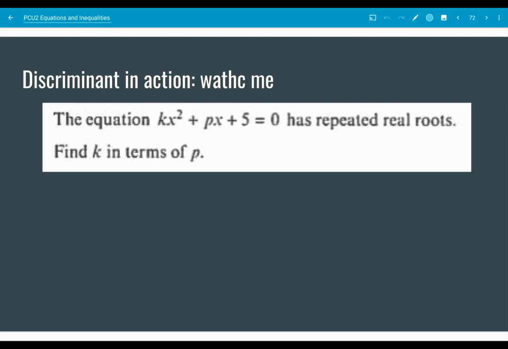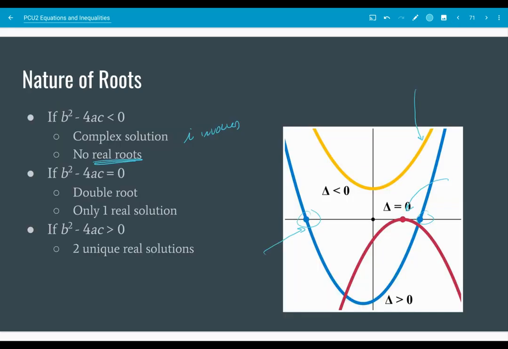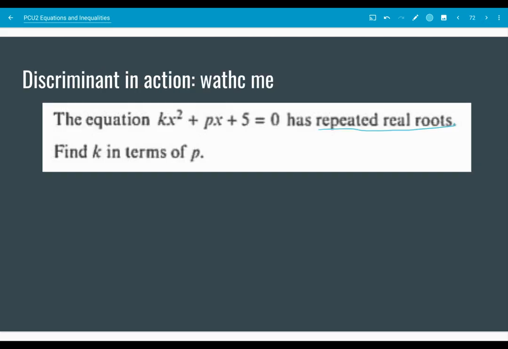So this particular problem, we have kx squared plus px plus 5 has repeated real roots. So if we go back and look at our notes, repeated real roots is this one right here. So we're going to say that the discriminant, so b squared minus 4ac, needs to be equal to 0.